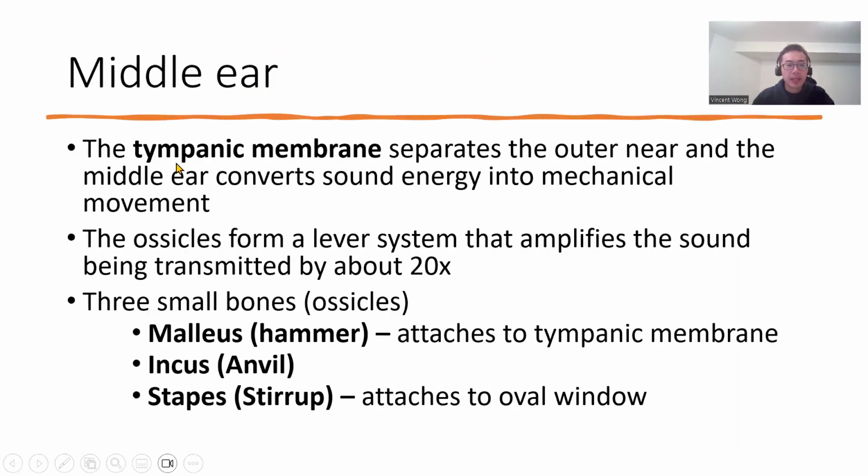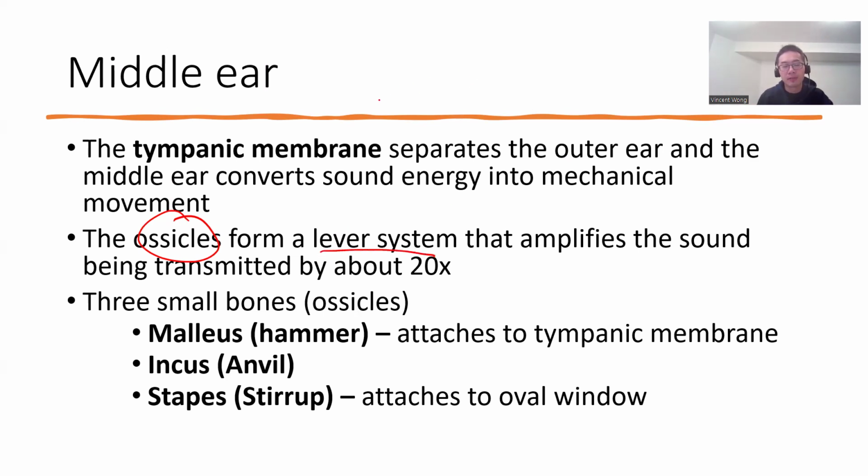Okay, the middle ear. We have the tympanic membrane, which separates the outer ear from the inner ear, and it converts sound energy into mechanical movement. And then as the tympanic membrane is moving, the three bones are going to be moving in a way that amplifies the sound. So they form a lever system.